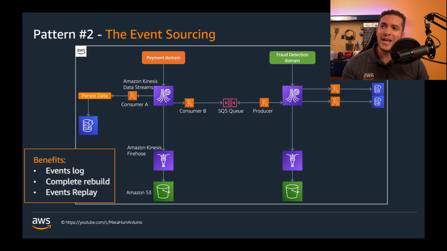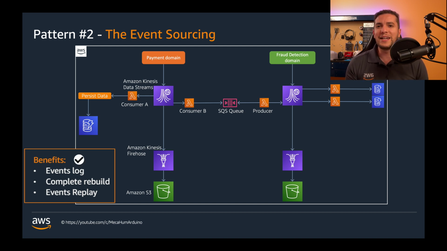But before moving into the next pattern, let's verify the claims that we made at the benefits section at the beginning. Do we have an event log? Absolutely. With Kinesis data stream adding all sorts of metadata, like the region, like the timestamp, like the sequence number, and with Kinesis Firehose converting every event into a JSON file and storing it into a reliable, secure, and highly available S3 bucket, we have our event log.